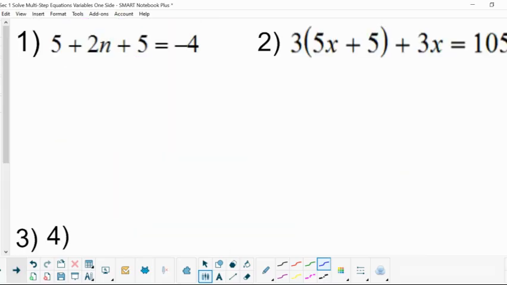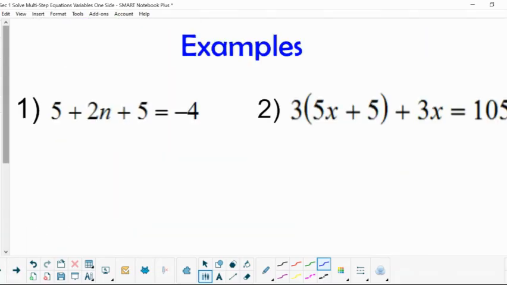Okay, let's keep going. All right, this next one, we gotta follow the right order. Do you see any distributing on this one? Is this one next on your paper? Okay, it's next. All right, so no distributing, no parenthesis there. So we're looking for like terms now.